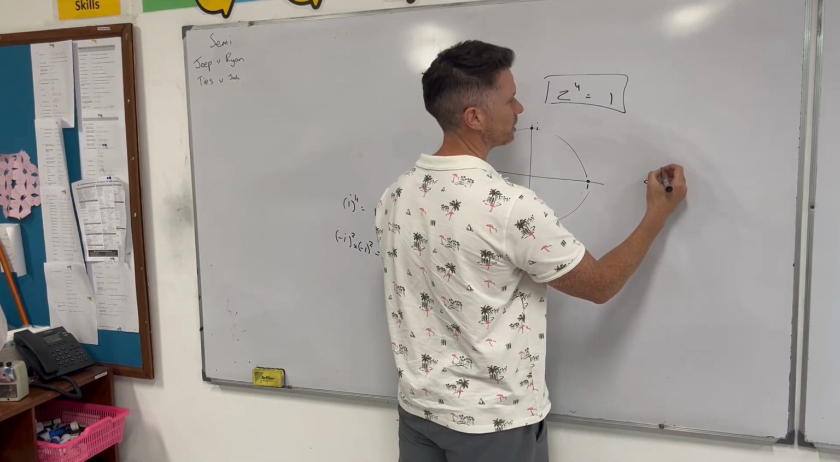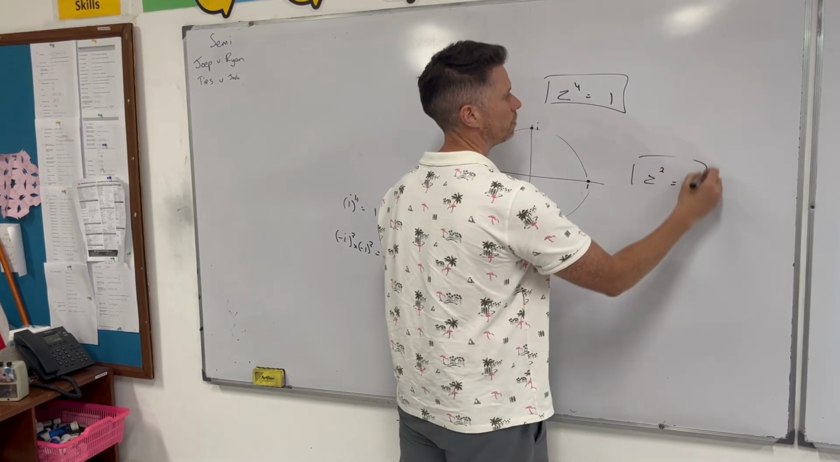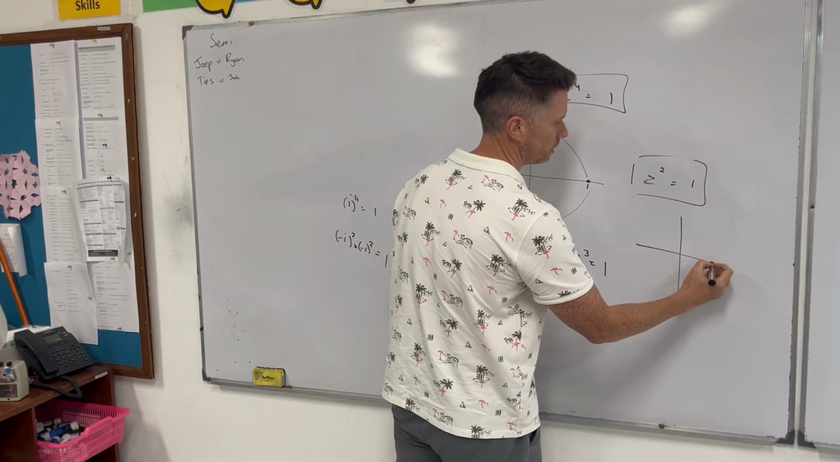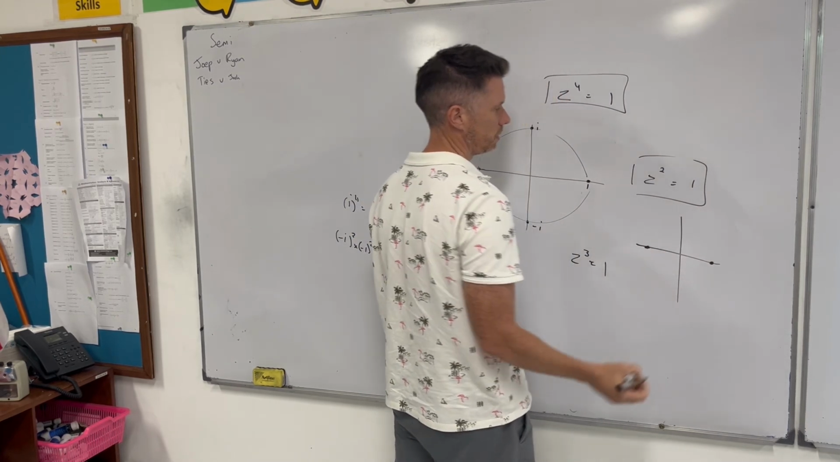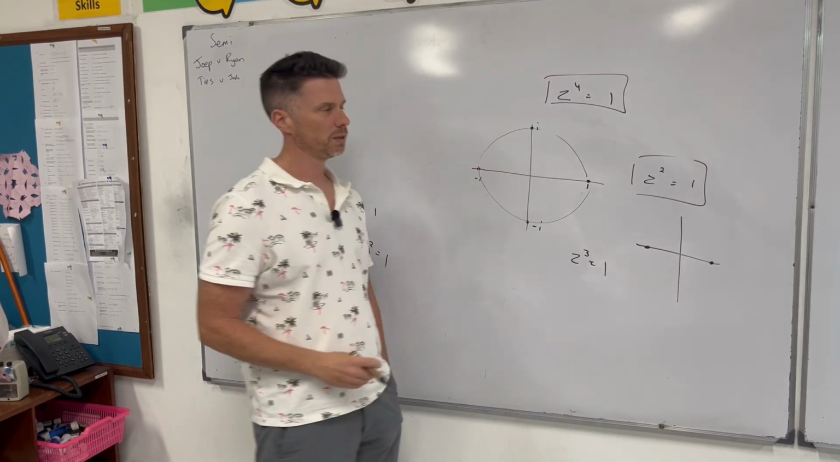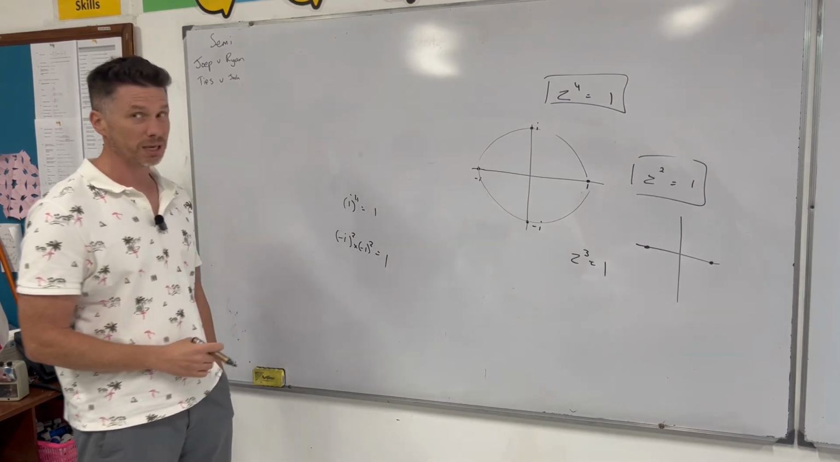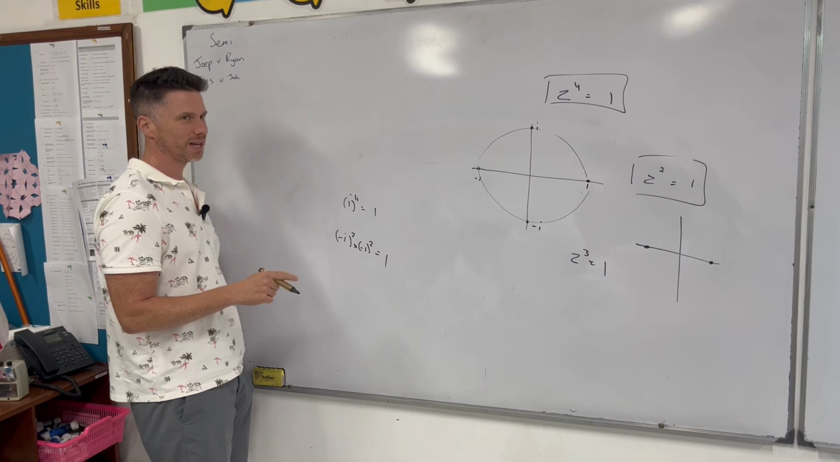What's z squared? 1 and negative 1. So if we drew that one out, that one sits here and here. Okay, the 4 of them sit there, there, and there. 4 different, each equally spaced apart. It'll be a mix.